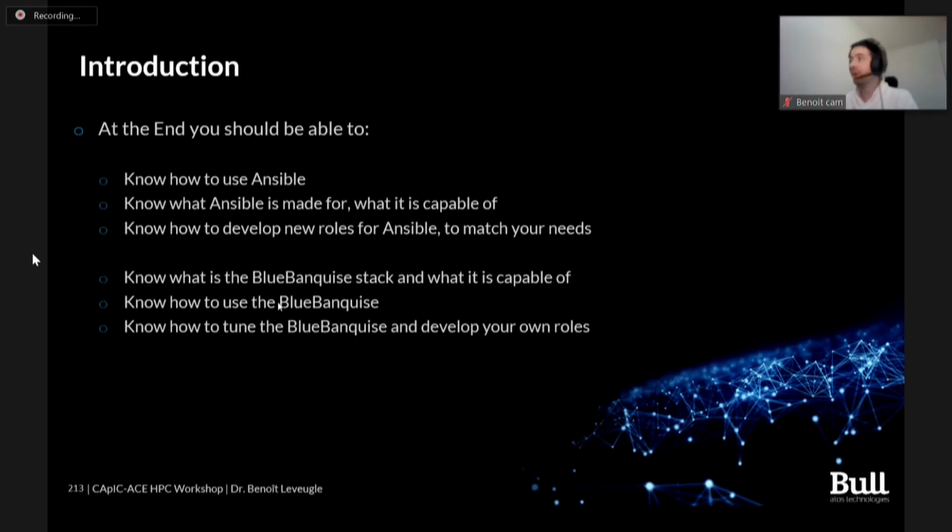At the end, you should be able to know how to use Ansible, what Ansible is made for, what it's capable of, and how to develop new roles and modules for Ansible. Also, tomorrow we are going to see an application, a way to apply what we learned Friday and today. It's an open source stack called Blue Banquise, and you will merge both today and see how it can be used to develop an open source stack, and you can use your own stack after that.